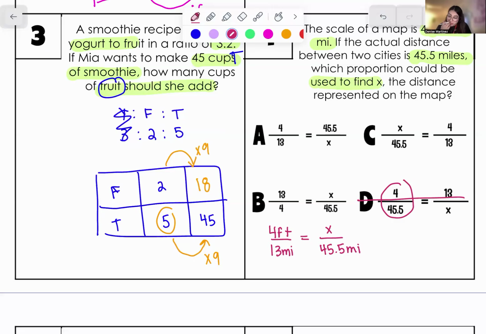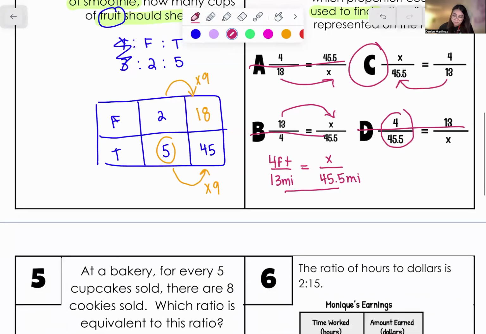It should hopefully match, and 13 should be across from 45.5 because that's the miles. Miles is going on the bottom here. So it looks like 13 is not matching there. 13 is definitely not matching here, but here it is. So C is the correct answer.